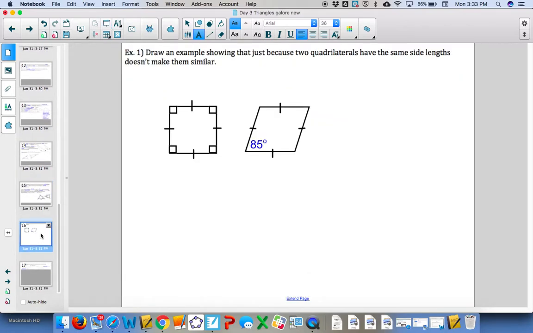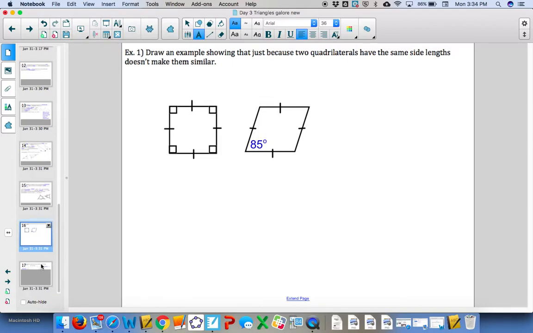Then example 1 asks you to draw an example showing that just because 2 quadrilaterals have the same side lengths, it doesn't make them similar. It's showing you that although our shortcuts work for triangles, they don't work for more than 3 sides. I could have a square where all 4 sides are the same length and all my angles are 90 degrees, and I could also have a rhombus. My sides are all still the same, but this angle is 85 instead of 90. So these 2 quadrilaterals would not be similar.